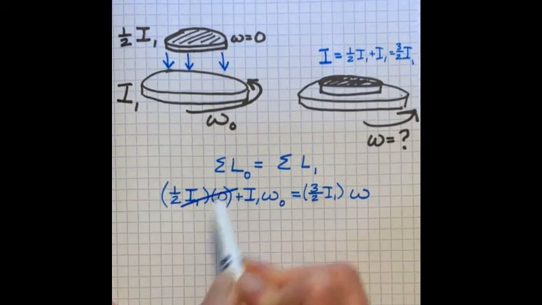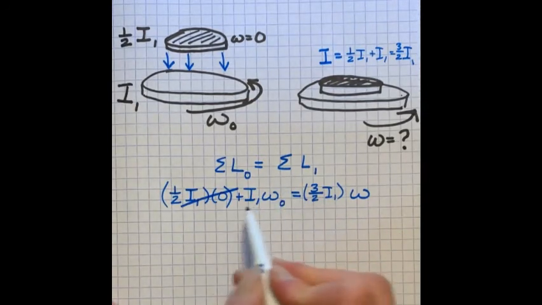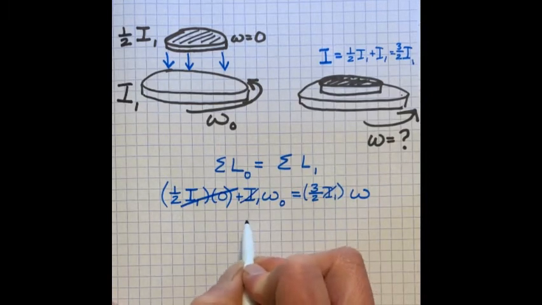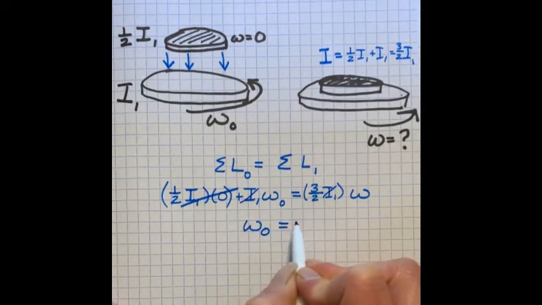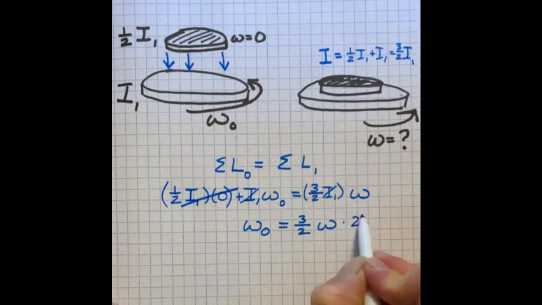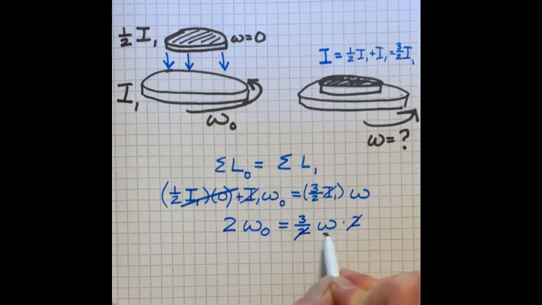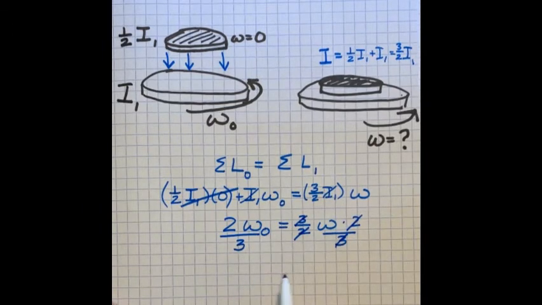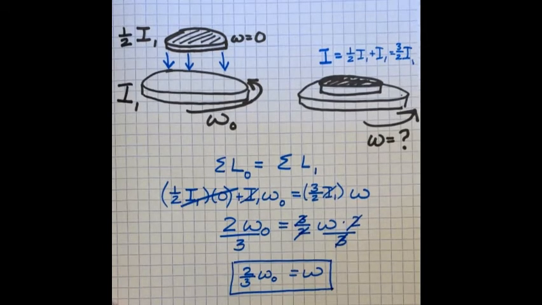All right, anything times 0 is 0, that cancels out. I can also divide both sides by I1, and this cancels out with that. And I'm going to write this so we can see how it's simplified. Omega 0 equals 3/2 omega, but I actually want to solve for omega. So I'm going to multiply by 2, I'm going to divide by 3, and I find out that omega is equal to 2/3 omega 0, or that the final angular velocity is 2/3 of the original angular velocity.